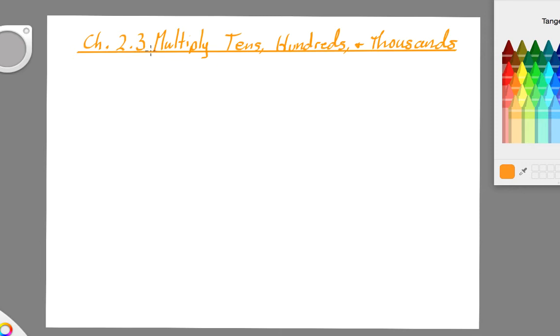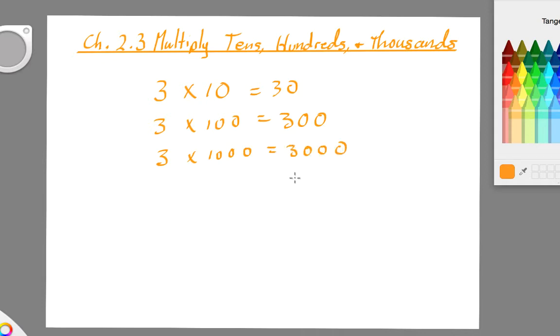All right, for chapter 2.3, we're going to multiply tens, hundreds, and thousands. And we want you to understand exactly what's happening here. When you multiply by 10, say we take the number 3, we know we get 30. If we multiply 3 times 100, we get 300. 3 times 100 is 300. If we multiply 3 by 1,000, you guessed it, we get 3,000.